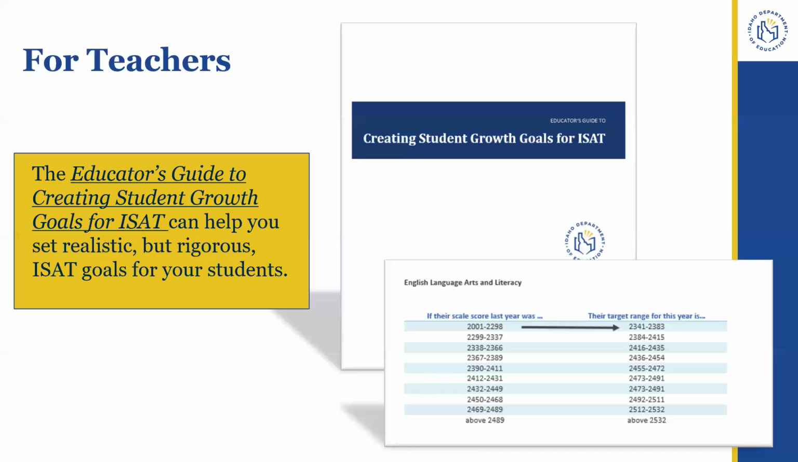Our last resource is specifically for teachers. We have created a guide that will help teachers and students to set their growth goals from one year to the next, based on a student-specific scale score. The guide can be accessed on the ISAT page on sde.idaho.gov under Summative Assessment and ISAT Growth. Please use and distribute this guide as you see fit.